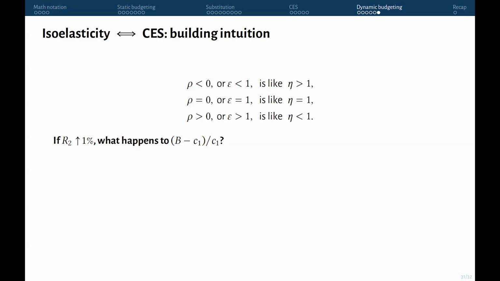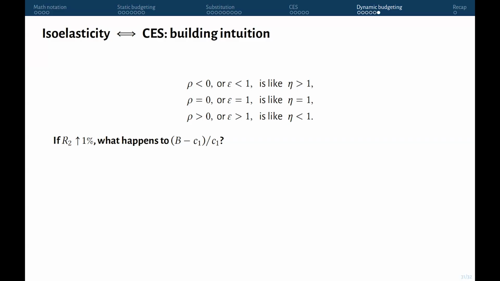The elasticity of substitution governs the ratio of purchases, right? But B minus C1 is not the amount that you purchase, it's the amount that you spend. Which should be the same thing. Oh, I guess the thing is that your price went up by 1%, but not necessarily the relative price. No, that's not what matters. The price falls by 1% for good 2.